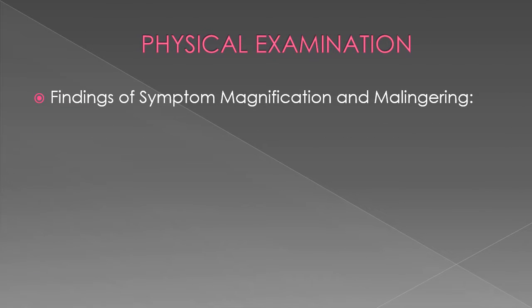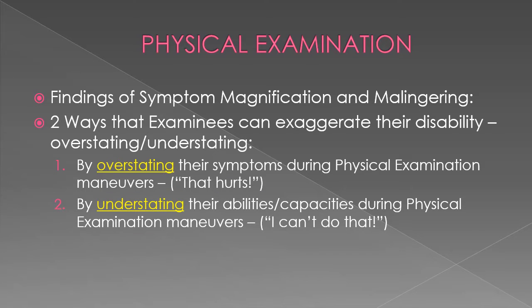Now, in the workers' compensation setting and in our evaluations with examinees, there are two basic ways that examinees can exaggerate and overstate their disability. And they do it by just that: by either overstating their symptoms during physical examination maneuvers or by understating their abilities and capacities during physical examination maneuvers.